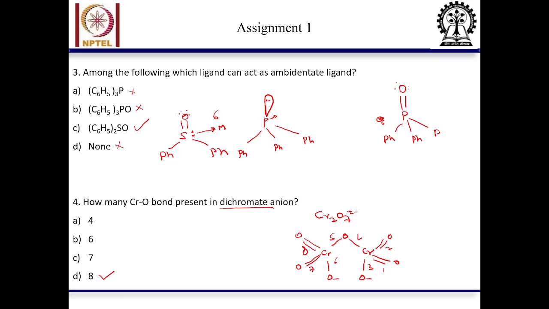So I think Devendra Malik is right. The number of chromium-oxygen bonds present in the dichromate ion is 8. Okay, I think others have got the answer too. Then I will move ahead to the next question.